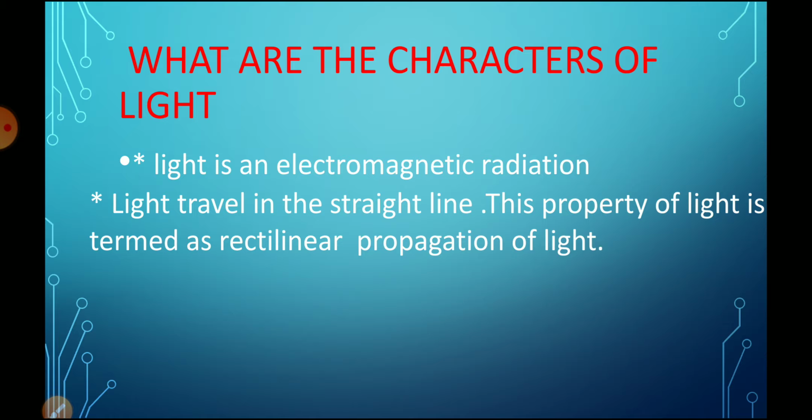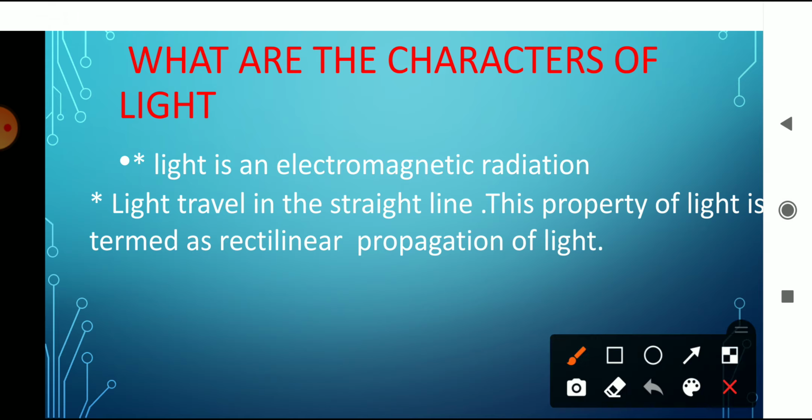What are the characteristics of light? First point. Light is an electromagnetic radiation. Second, light travels in a straight line. This property of light is termed as rectilinear propagation of light.